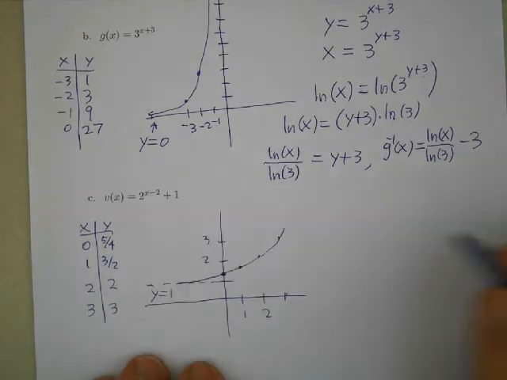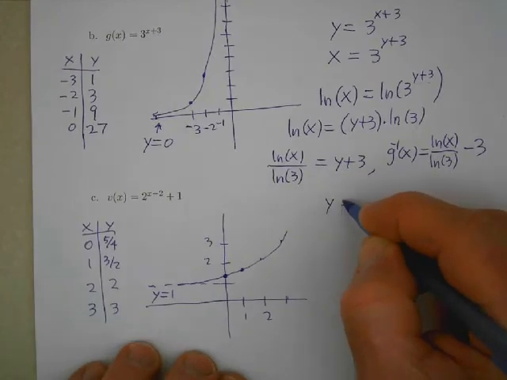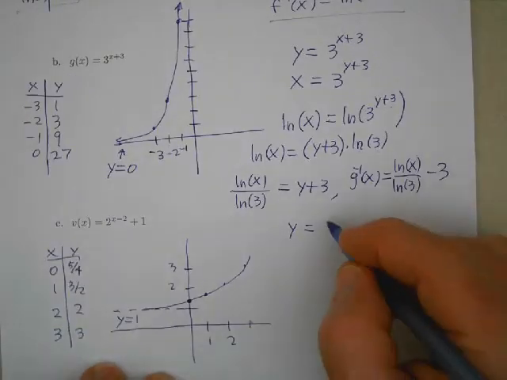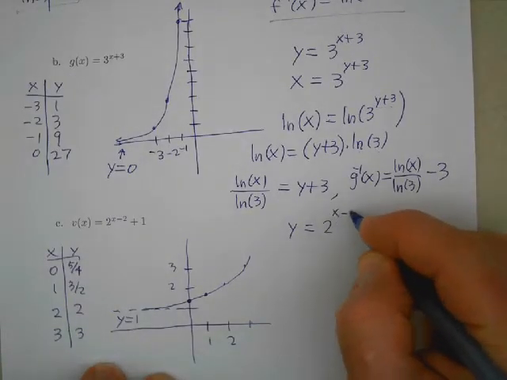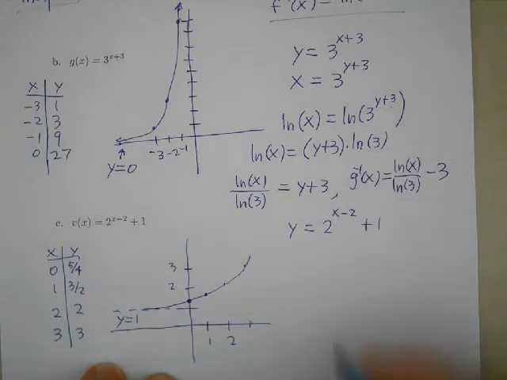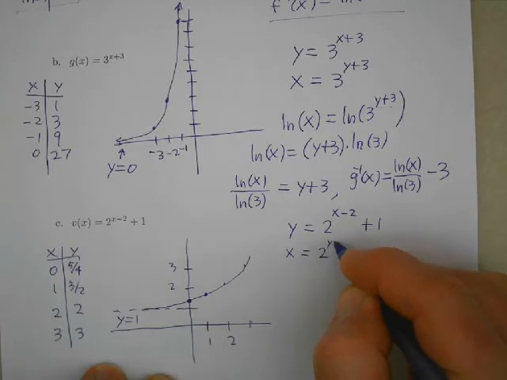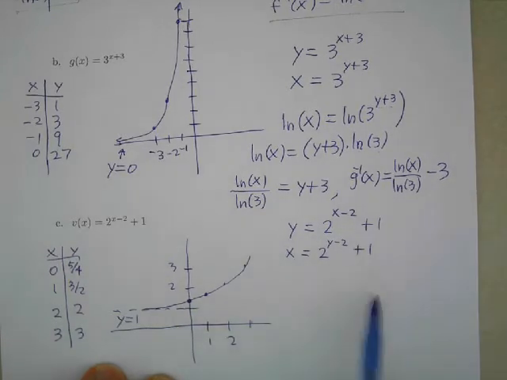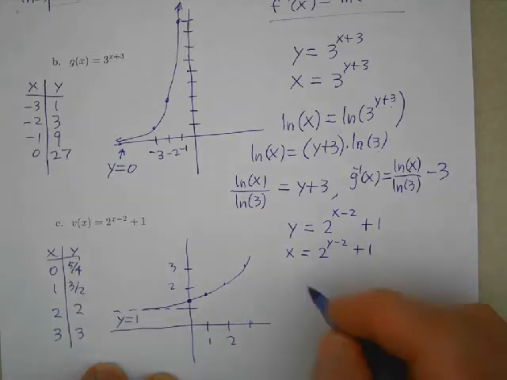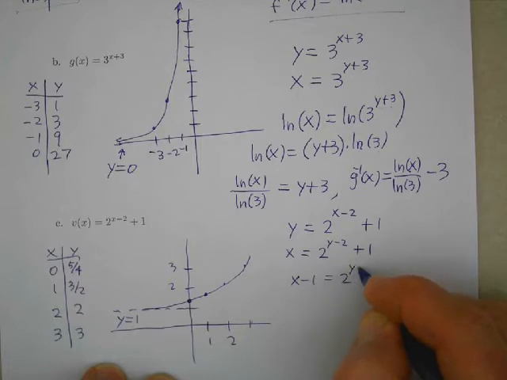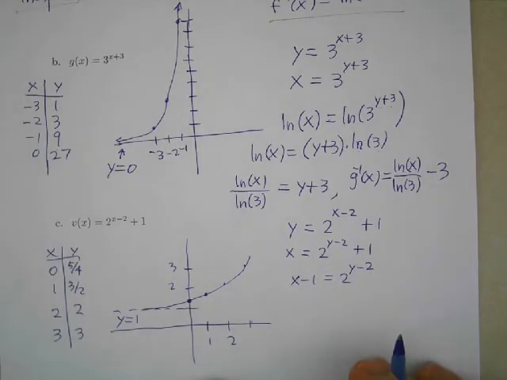Okay, to find the inverse, replace v of x with y. So v of x equals 2 to the x minus 2 plus 1. Interchange x and y, so we get x equals 2 to the y minus 2 plus 1. And now we want to solve this equation for y. So first subtract 1 from both sides. x minus 1 equals 2 to the y minus 2.